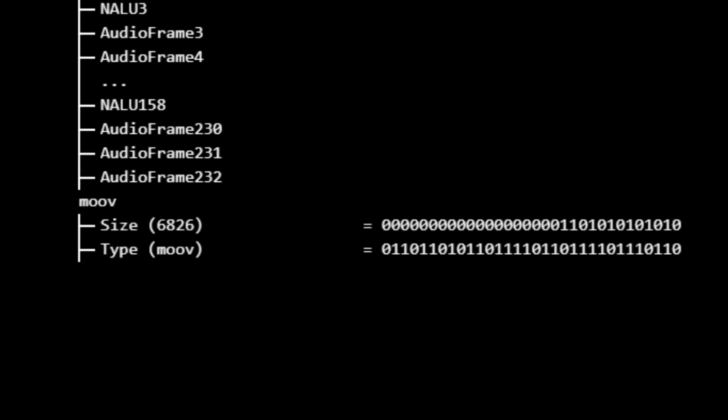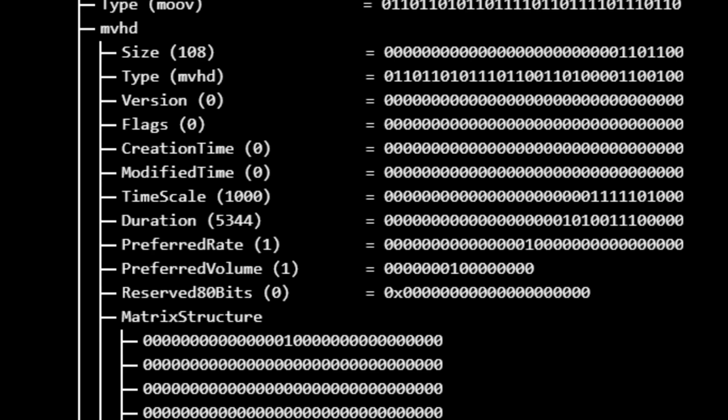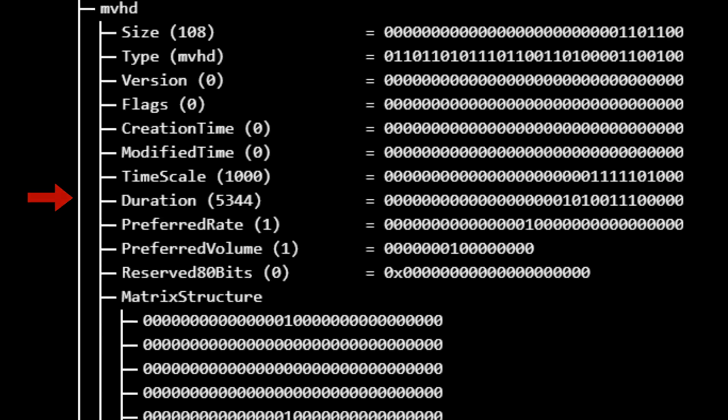Next, we will write our movie atom, or the MOOV. This will store all the synchronization and metadata. Within the MOOV atom, we'll write a movie header, or the MVHD. Set duration to the video duration in seconds, multiplied by our timescale, which is 1000.